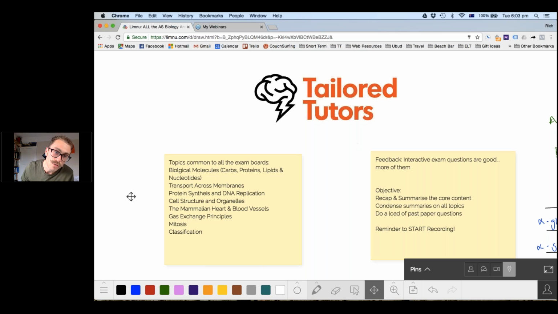Okay, so order of the day. What are we doing today? Common topics: biological molecules, carbs, proteins, lipids, and nucleotides. These are common and come up all the time.